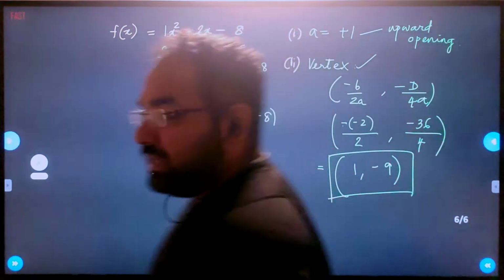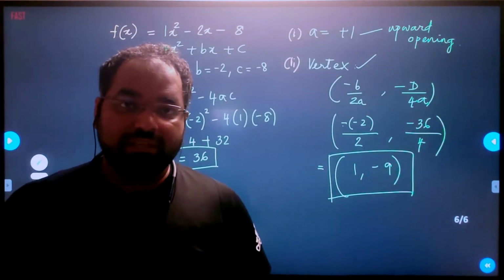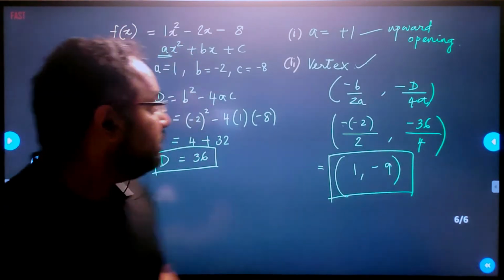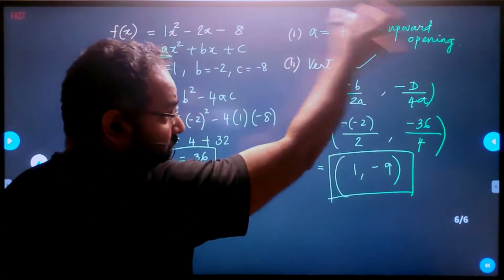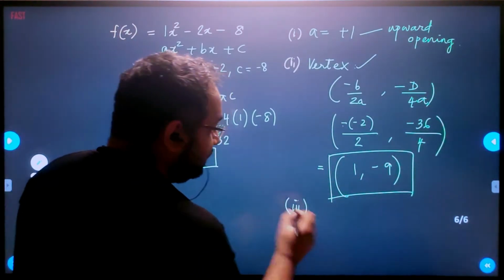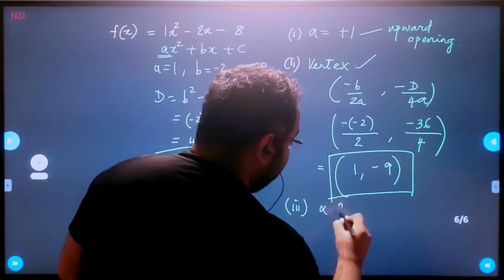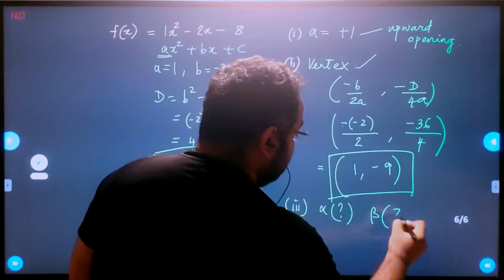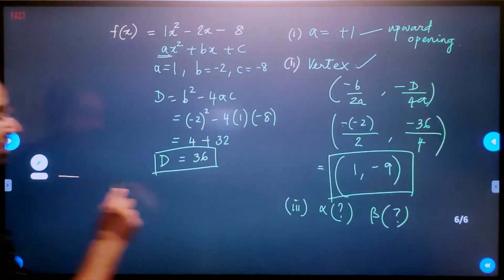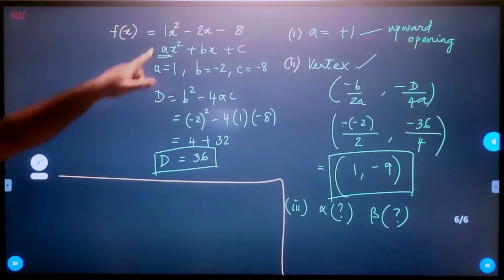And the next obvious thing is, I need to find out where it is crossing the x-axis, for which I need to find out the values of alpha and beta. I will do that by splitting the middle term. So my first step is done, it's opening upward. My second step is, I know where the vertex is. The third step is where I need to find out the value of alpha and beta. So for that, I will do that working here, and let's see how we can find out the value of alpha and beta. Now we have to split this.